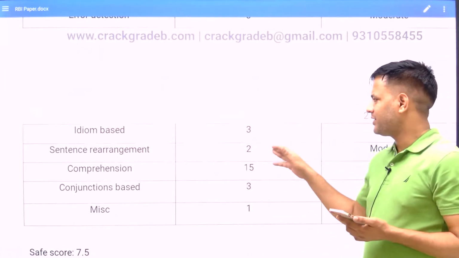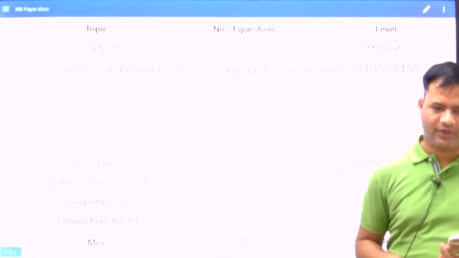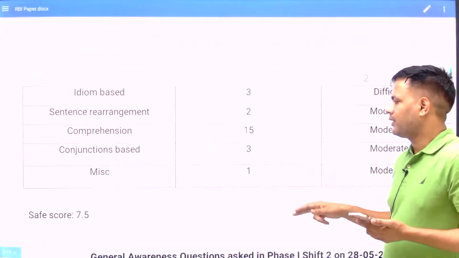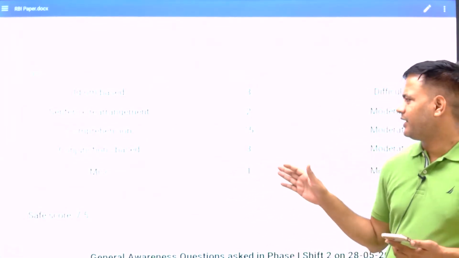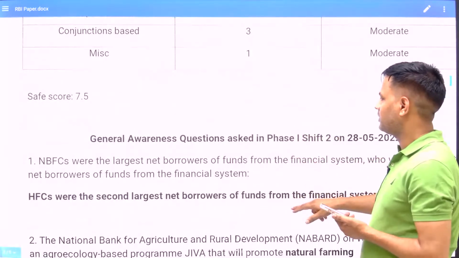The idiom based 3 questions were of difficult level. Some error detection was also moderate to difficult, but some questions were easy. So for the English cutoff, the safe score can be 7.5, and you can easily score 10 plus marks in this paper if you are average in English.